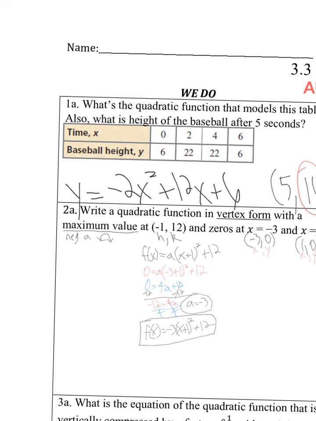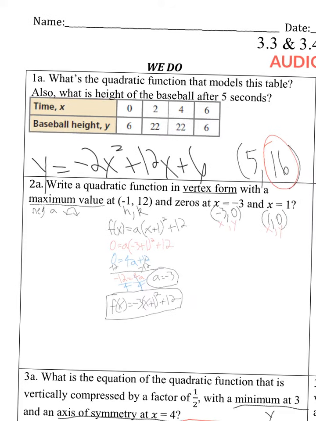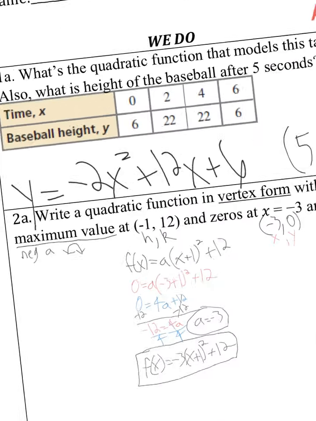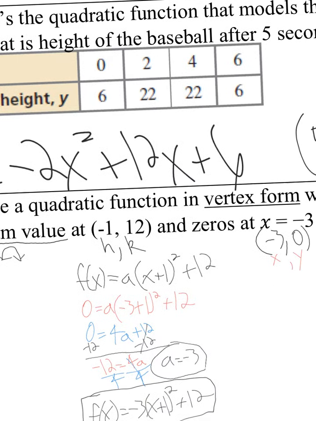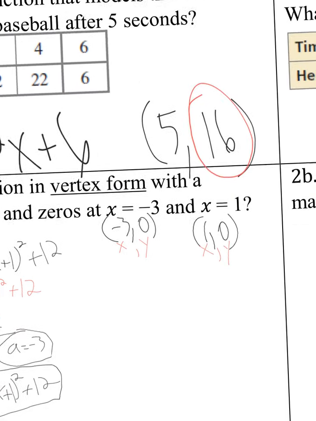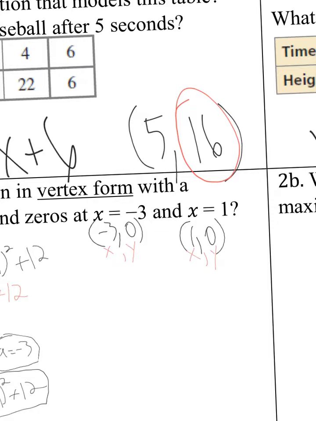Number 2A: write a quadratic function in vertex form with the maximum value at (-1, 12), and zeros at x equals -3 and x equals 1. So what I did was I underlined maximum value. That means a is going to be negative and it's going to open down. And if it gives you a maximum value, it's giving you the vertex, so I label that h and k. And the zeros are at -3 and 1.